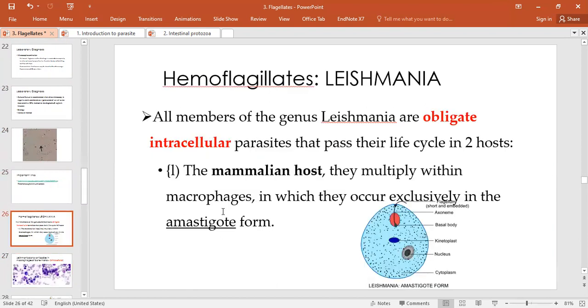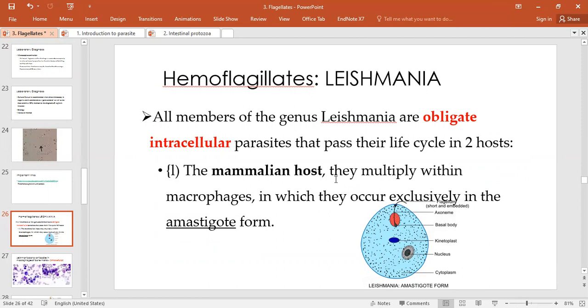The other flagellates we will study today are hemoflagellates. Hemoflagellates exist in the blood or tissue of humans, which is why they're called hemo. Hemo comes from the blood. Today we'll talk about Leishmania. All members of the genus Leishmania are obligate intracellular, meaning that they cannot live outside the cell. They live inside the cell, like a macrophage cell in the human body.